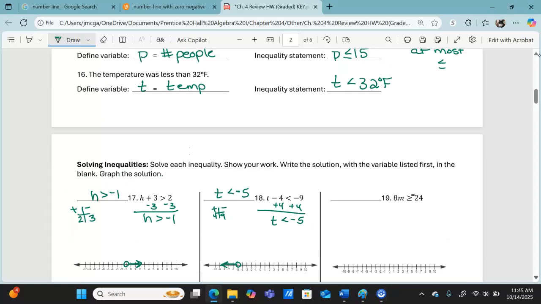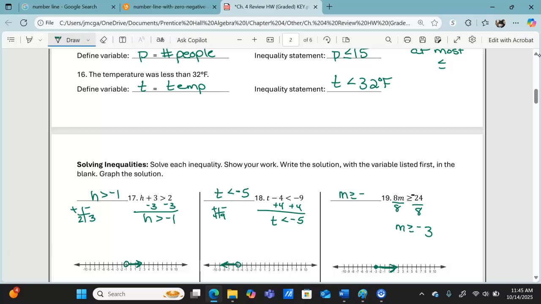In number 19, we need to divide both sides by 8. And we have m is greater than or equal to -3. And so we want a darkened dot at -3, and we will draw our arrow in that direction. And we do not change the direction of the inequality because even though we divided and got a negative, we did not divide by a negative, we divided by a positive.